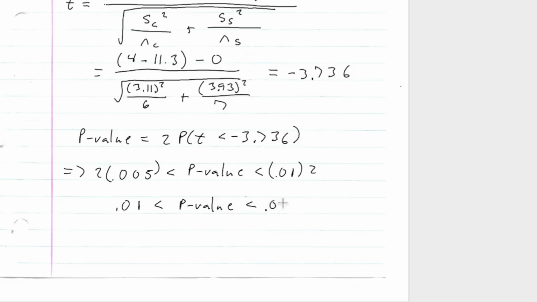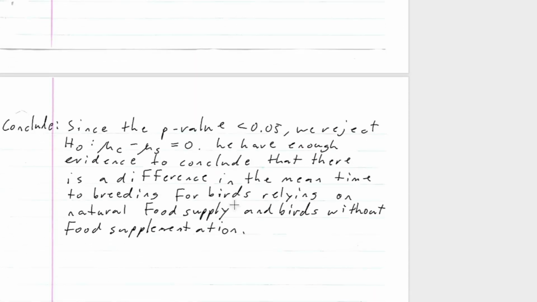So we can definitely see that the p-value is going to be less than our significance level of 0.05 because it's between these two. So we can conclude, since the p-value is less than 0.05, we reject the null hypothesis, saying that there was no difference between the mean of the control group and the mean of the supplemented group. So we have enough evidence to conclude that there is a difference in the mean time breeding for birds relying on natural food supply and birds without food supplementation.